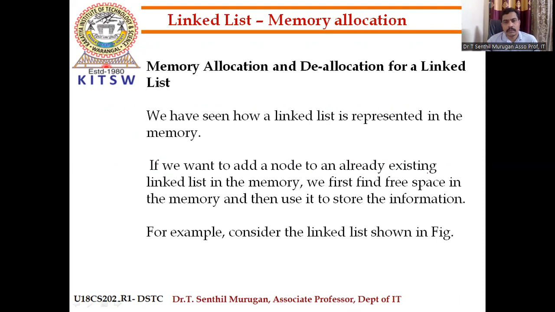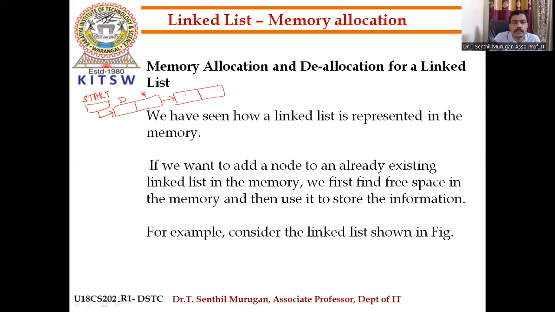Memory allocation. We know how the linked list is represented in the memory. The start pointer will be there, and the start pointer has the address of the first node. This pointer is pointing to the first node of the linked list. Each node has two portions: one is the data portion, another is the pointer portion. This pointer is pointing to the next node where it is stored in the memory.